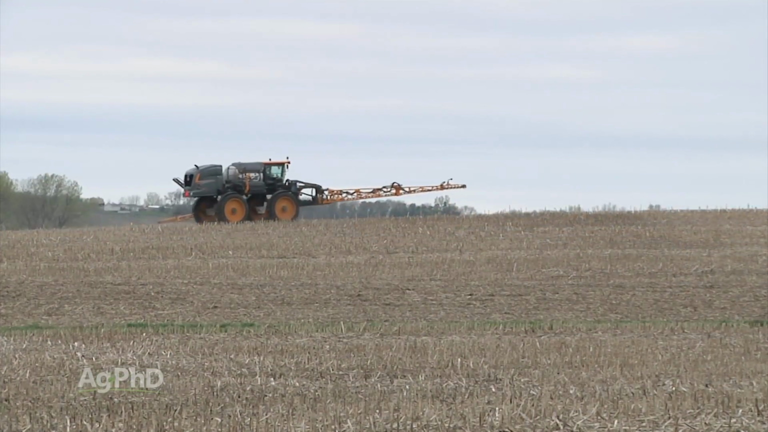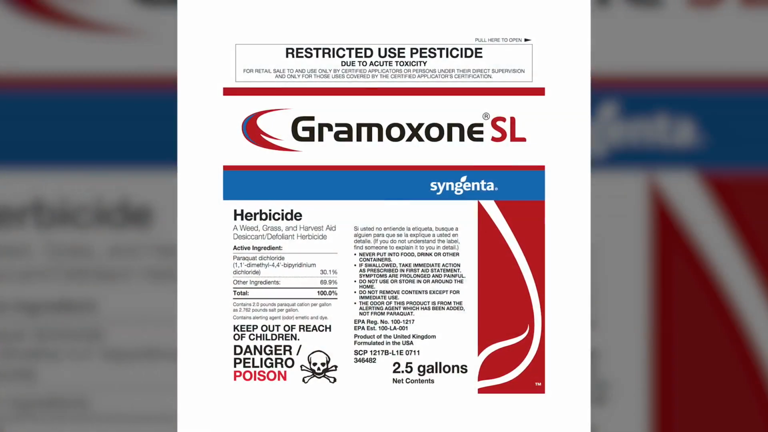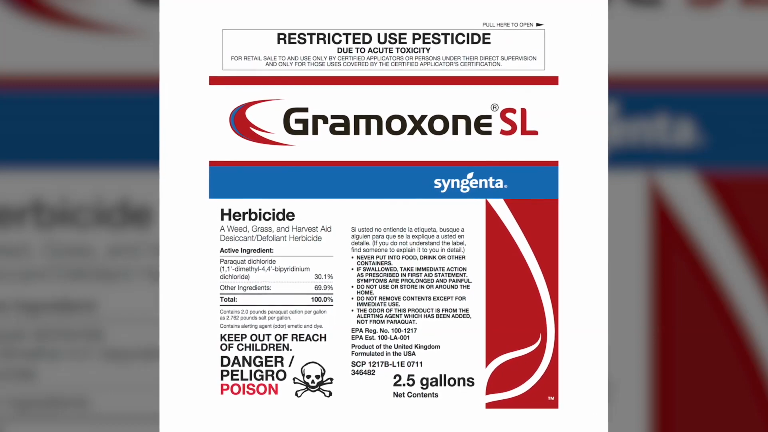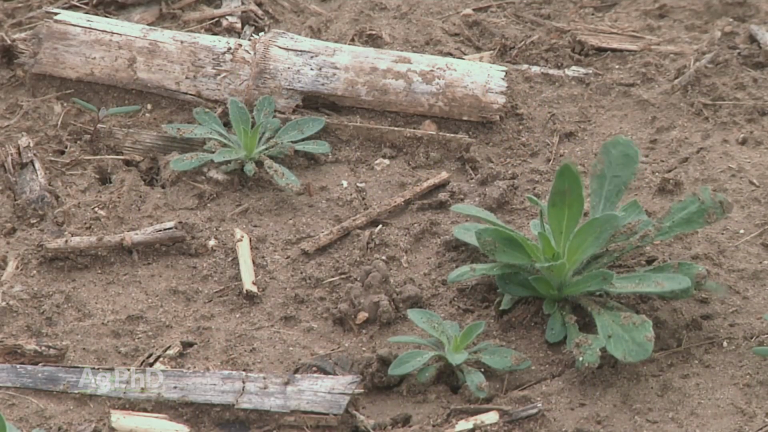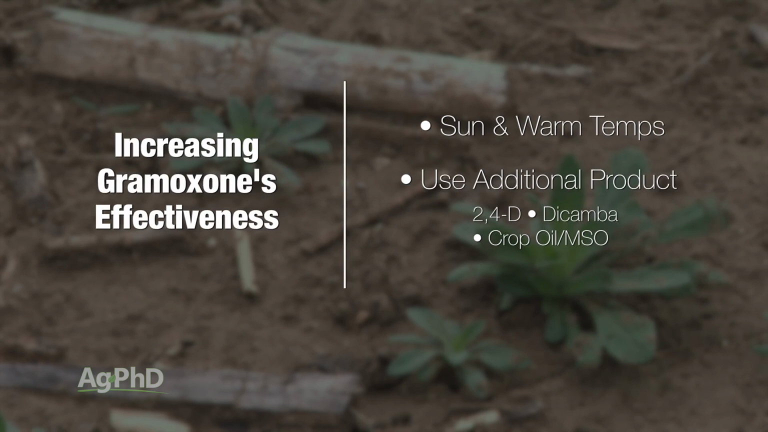Now, you might say, well, why didn't we talk about it 10 years ago? It's been around forever. Yeah, it has, but it's one of the most dangerous products that we have. So we really don't want to use gramoxone, but if you feel like you have to use gramoxone, it is an option, and it is very good on mare's tail. But the key with gramoxone is you want sun, you want heat, and you need to throw something along with it, whether that's 2,4-D, dicamba, oil, something like that to kind of heat it up.